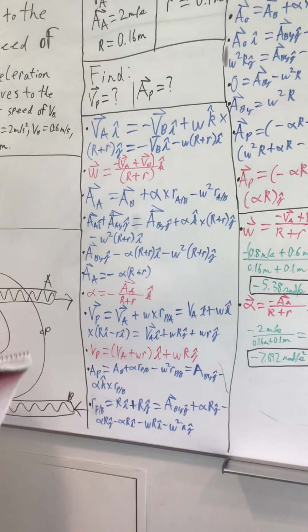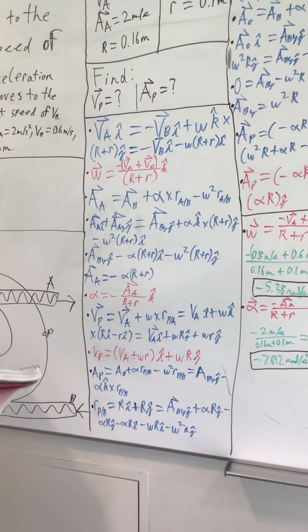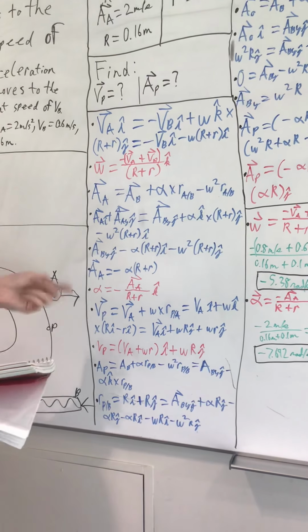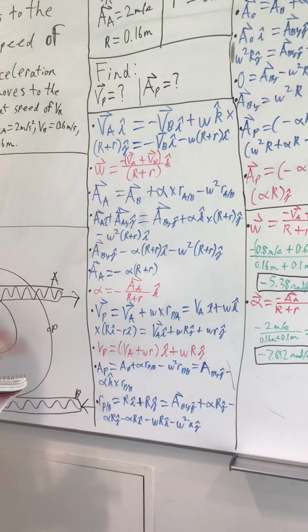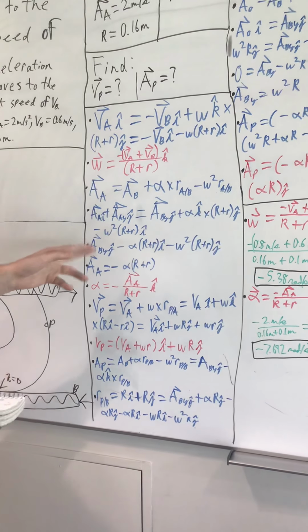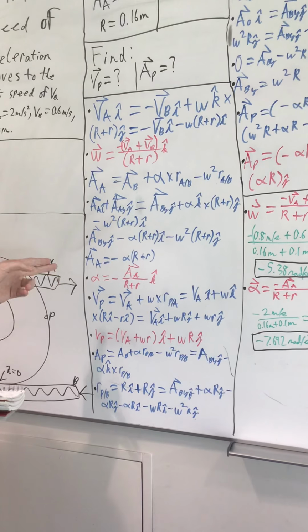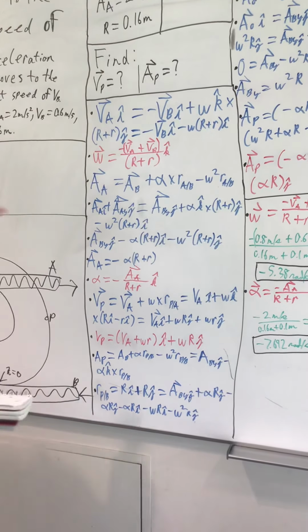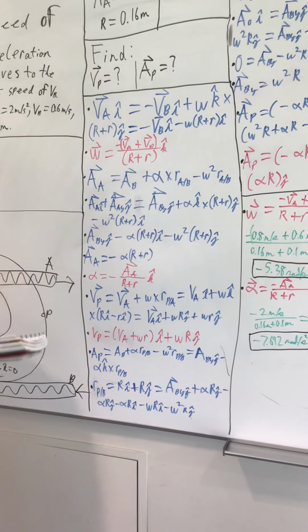In this instance, we're only worried about the I hat component. So if we compare terms, we are left with the acceleration of A in the I hat component equal to negative alpha times large radius plus small radius. Solving for alpha, we are left with negative acceleration of A divided by large radius plus the small radius, in the K hat direction.